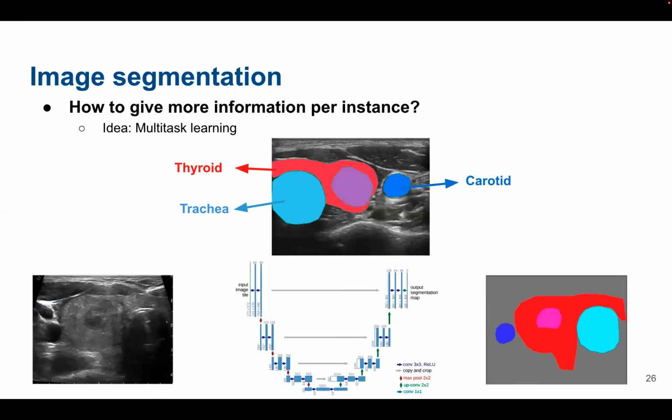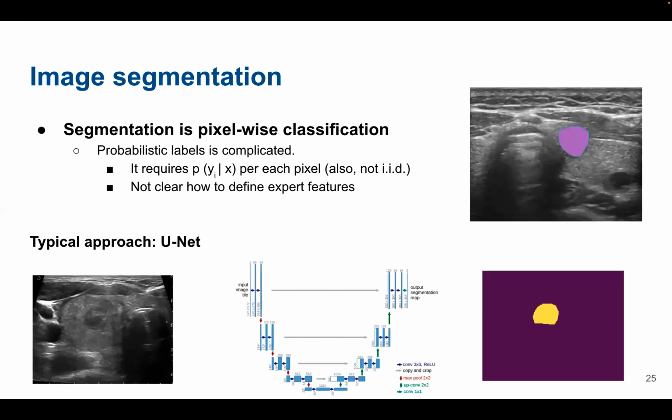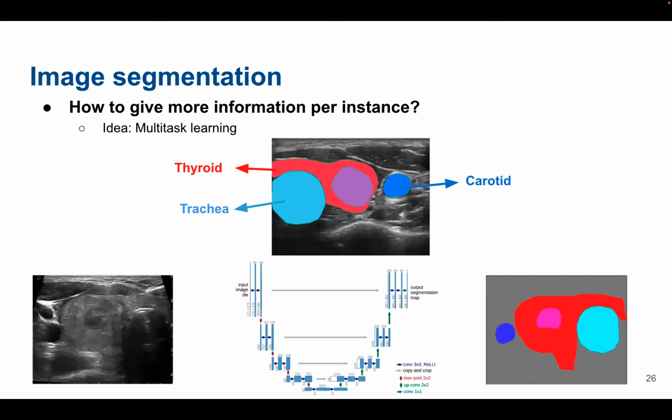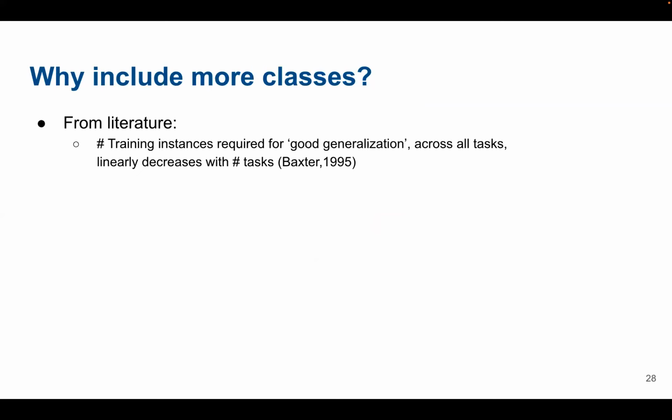Again, let me put this into the picture in here. We care about segmenting the tumor in there. That is one task. But I'm going to give you 3 extra tasks: also detect the carotid, also detect the trachea, and also detect the thyroid. So now you have 4 different tasks. And then there is literature that tells you if you give me more tasks and they are related, then I will perform better. The second one is that learning common features might decrease the overfitting.